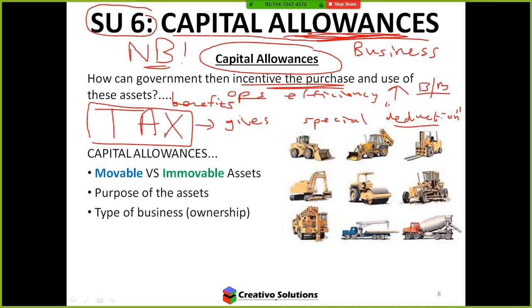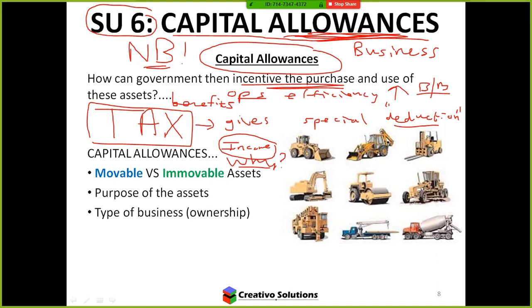Yes, true. So if government can incentivize businesses to grow, the growth of those businesses will lead to more taxes later on when those businesses generate more income. And that's the why. That's why we have this as part of the tax system.